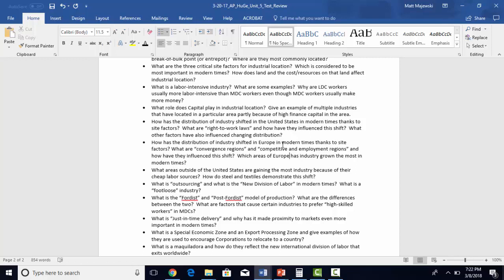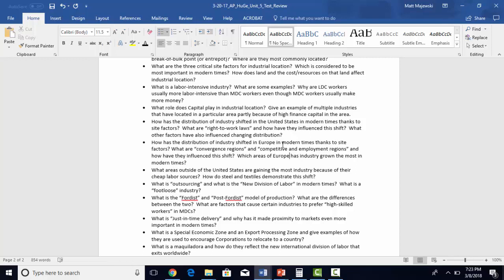What areas outside of the United States are gaining the most industry because of their cheap labor sources? We talked about this in class today. It's East Asia, spearheaded by China. I would argue it's also Southeast Asia, which would include Vietnam and other countries there. And then we have South Asia, led by India. And our third primary area that has gained the most since the 70s because of cheap labor sources is Latin America.